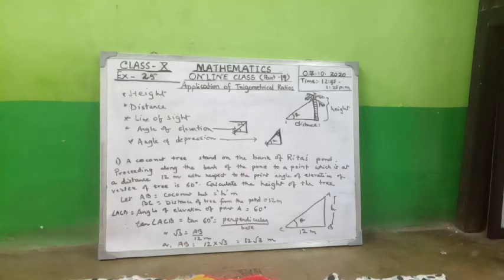Clear, children? These type of sums come in your exam. 2 sums come in your question paper, and you have to attempt at least 1 sum. So this chapter is very vital, and I will go rather slow with you so that your comprehension level becomes sound, and you can manage your exam properly.